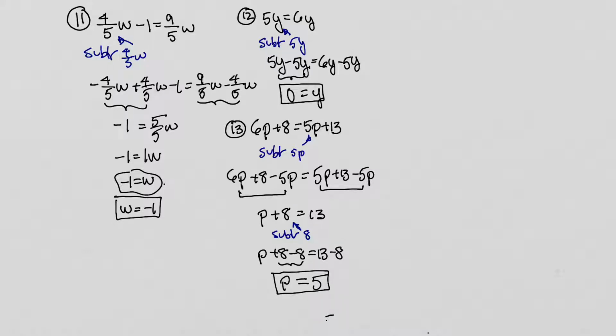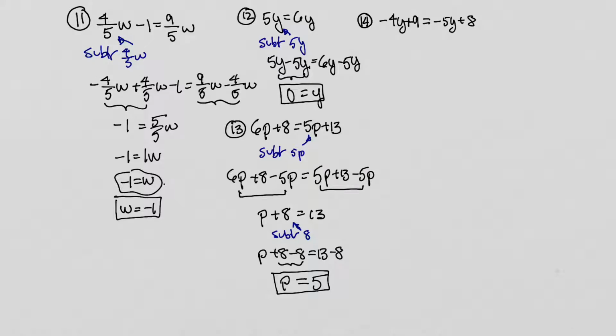Now I could run a check. Let's see what would happen here. What if I take p equals 5 and I put it back in here? Just run a quick check. 6 times 5 is 30. 30 plus 8 is 38. Put it over here. 5 times 5 is 25, and 13 is 38. We got it solved.